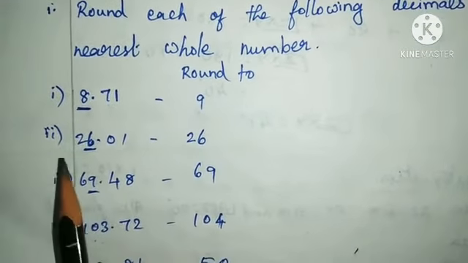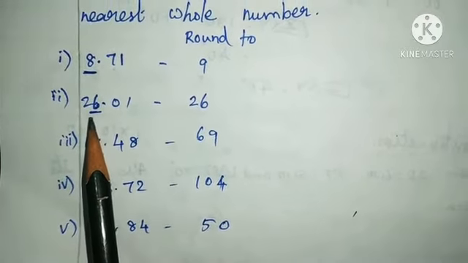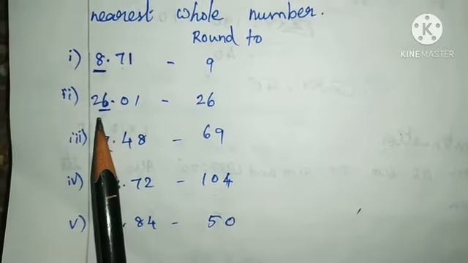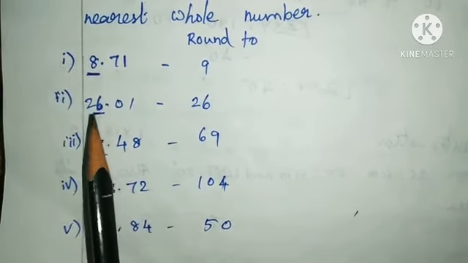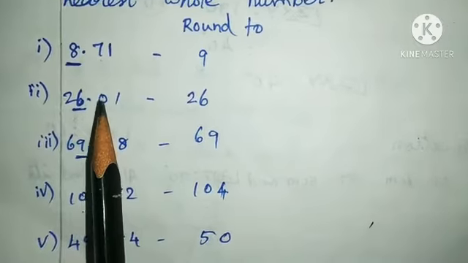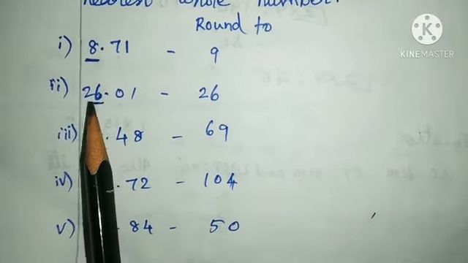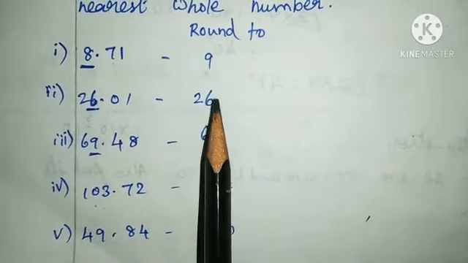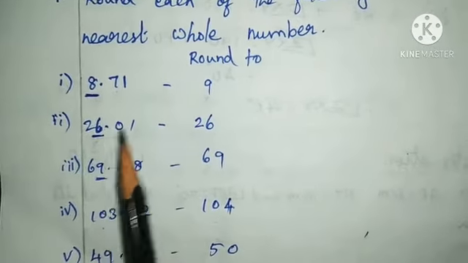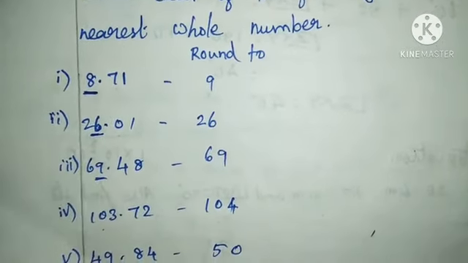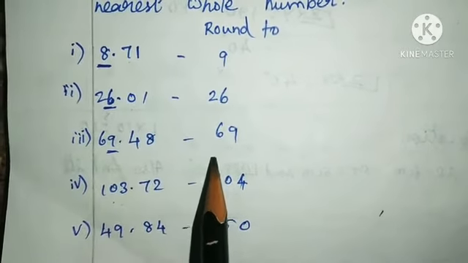The second sum is 26.01. Here also, in the ones place you have to underline 6. Then you have to see the right of this underlined digit, which is 0. So you need not add 1 to the underlined digit. You have to write the same number, that is 26. Then you have to ignore all the digits after the underlined digit. Like that, if you round off 69.48, we will get the answer as 69.